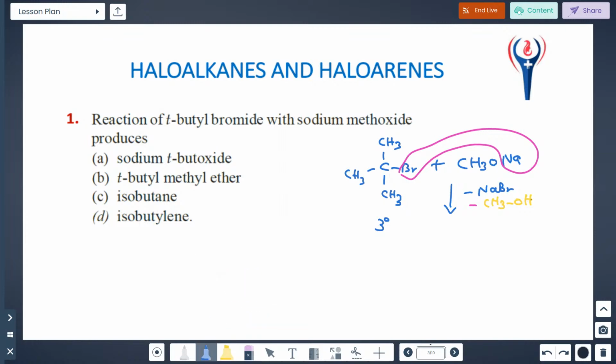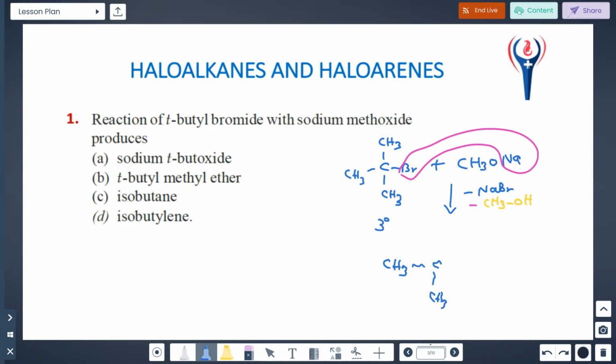Are you following? If you have primary alkyl halides, we will be getting only ethers. But if you have secondary or tertiary, you will be getting alkene. So you just keep that in mind. So the product will be what? Here H will be removed. The product will be CH3, C, CH3.